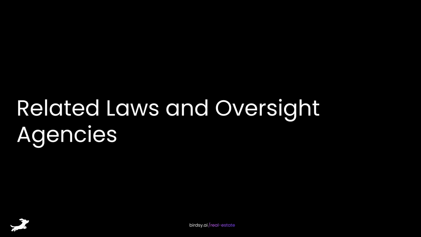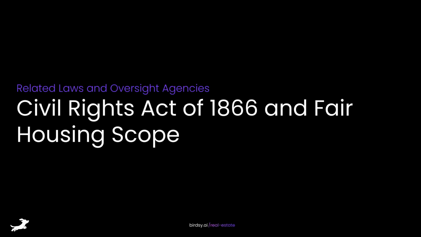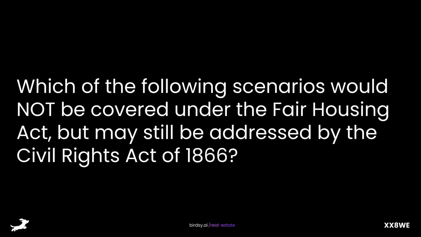Related laws and oversight agencies. Civil Rights Act of 1866 and Fair Housing Scope. Which of the following scenarios would not be covered under the Fair Housing Act but may still be addressed by the Civil Rights Act of 1866?